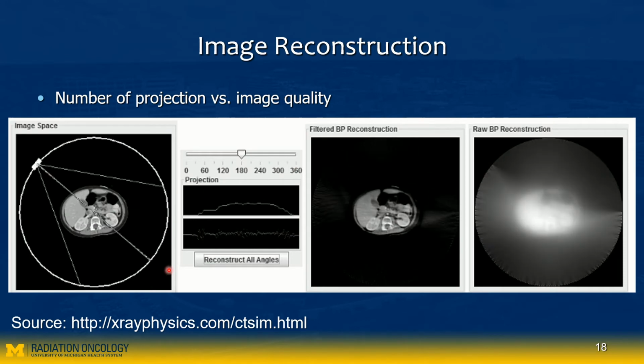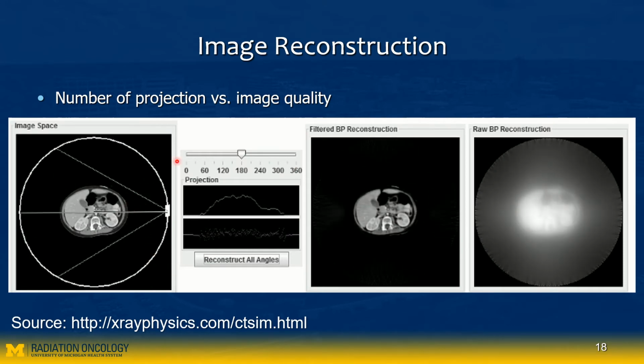In this view, I'm showing an example of when you have a projection of 180, instead of just 103 or so, you develop this very nice reconstructed image of the internal anatomy. So this is filtered back projection, and this is raw back projection reconstruction. So it's important that we use filtered back projection. As you increase more projections, the image quality will be better.